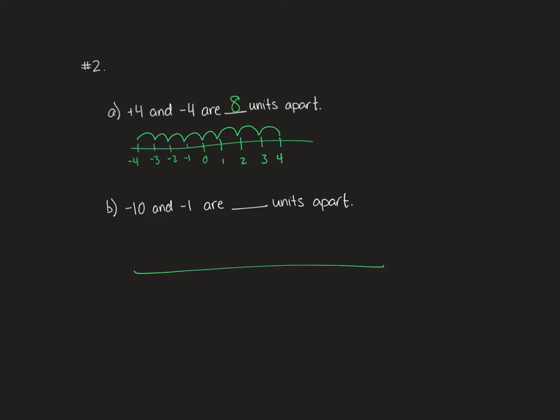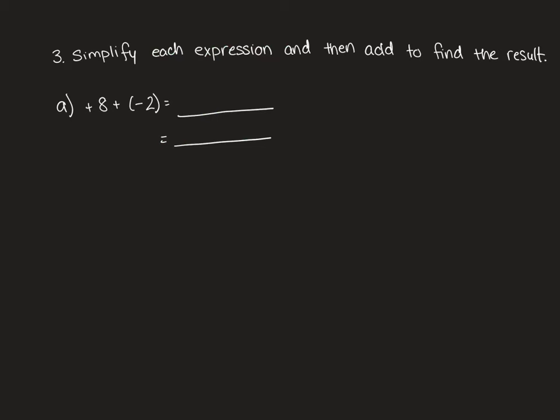For B, our smallest number is -10, so you could go -10, -9, -8, -7, -6, -5, -4, -3, -2, -1, and that is 1, 2, 3, 4, 5, 6, 7, 8, 9 units apart. So once again, there'll be a text box over the blank space so you can type in your number.